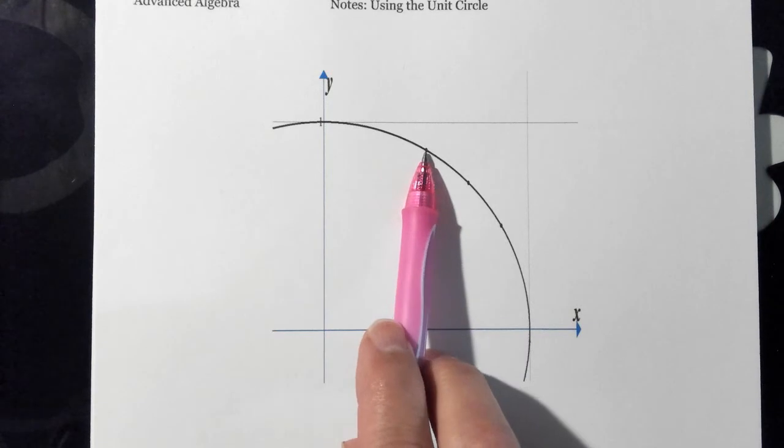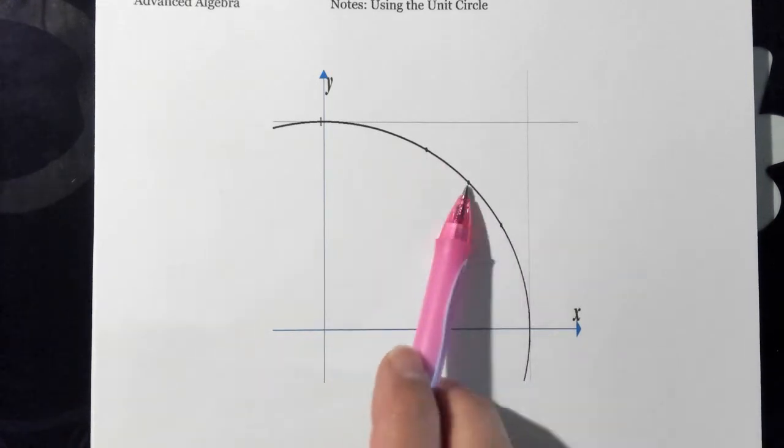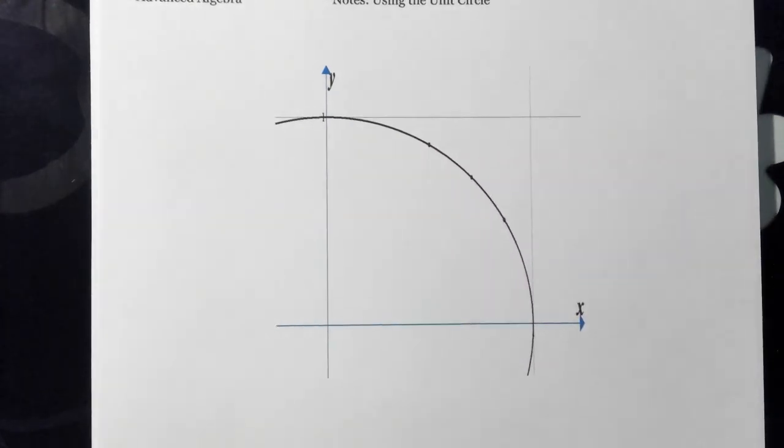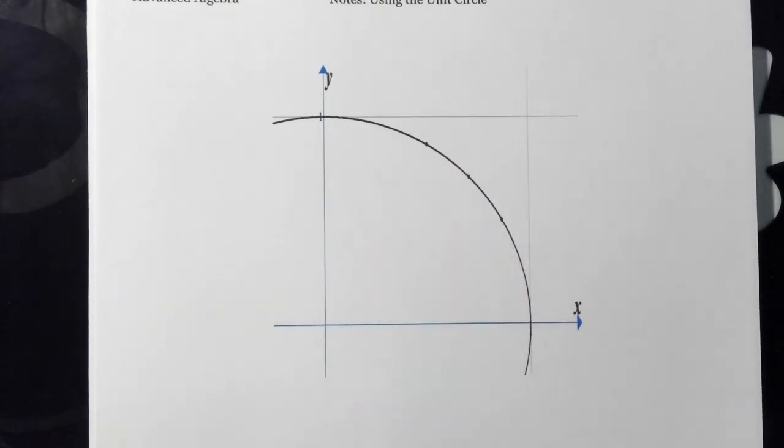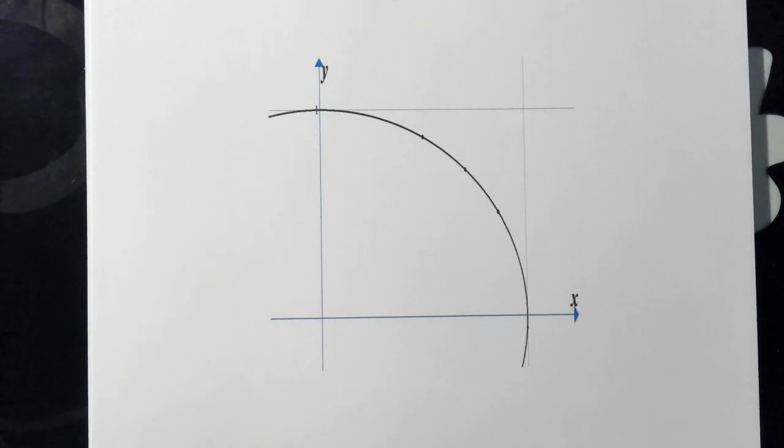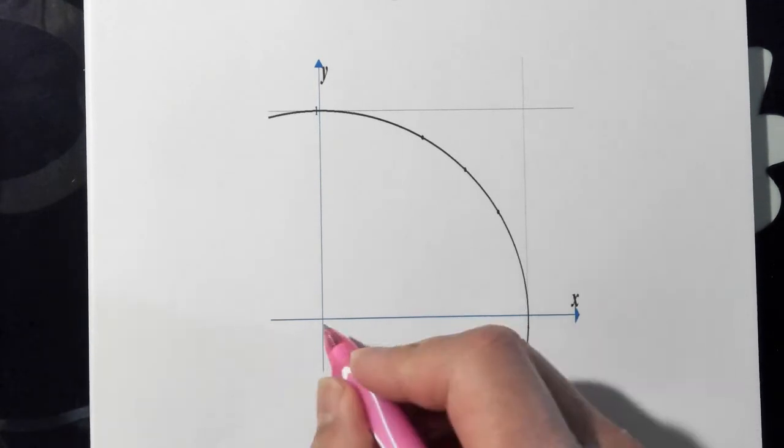Special points: 60 degrees, 45, 30, and so on. In the previous lesson, you learned what the coordinates of these points are. And here's how you read the unit circle.